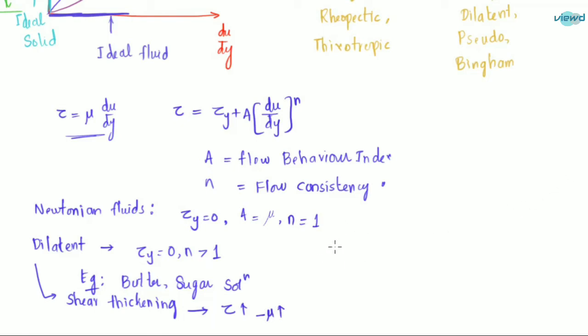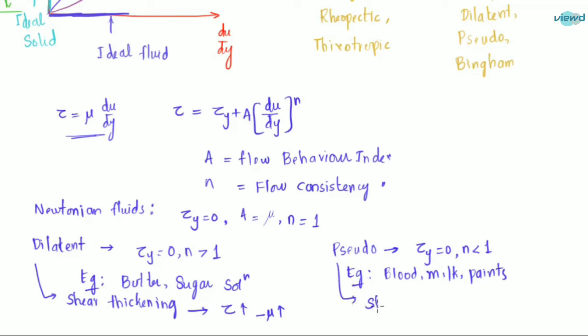And next is pseudoplastic. For pseudoplastic, tau y is equal to 0 because it starts at origin, and n is less than 1. Examples of pseudoplastics are blood, milk, and paints. These pseudoplastics are also called shear thinning fluids. What is meant by shear thinning? As the applied shear stress increases, viscosity decreases.